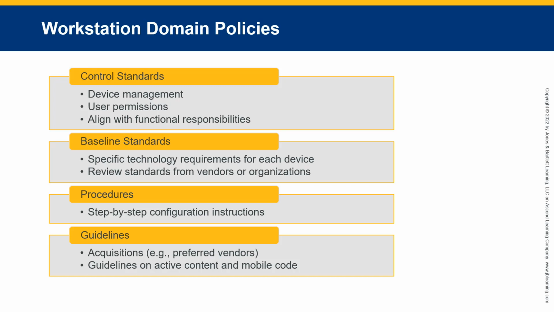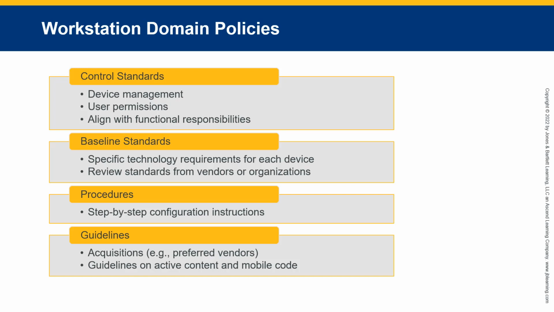Baseline standards. With core policies defined, the focus then turns to how to configure the devices. Baseline standards provide the specific technology requirements for each device. IT staff use documented procedures to implement baseline standards. These configurations by device ensure the following: secure connectivity for remote devices, virus and malware protection, patch management capability, backup and recovery, hardening of the device, and encryption of the hard drive as needed.